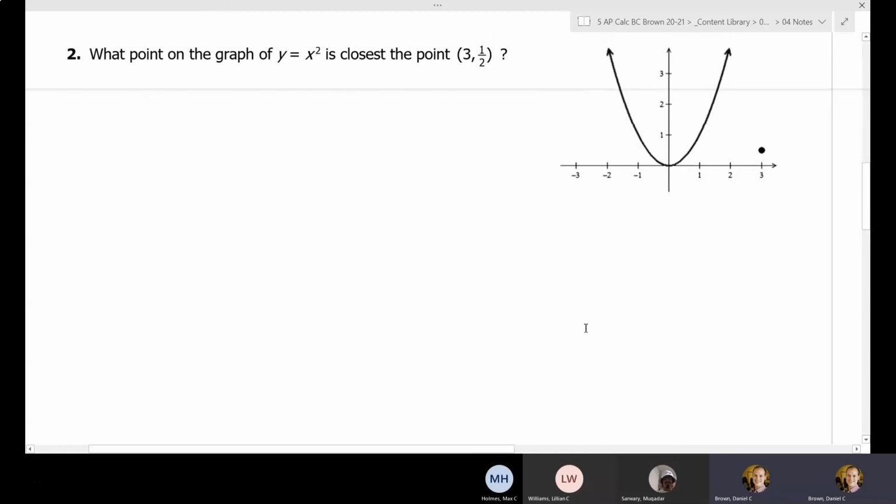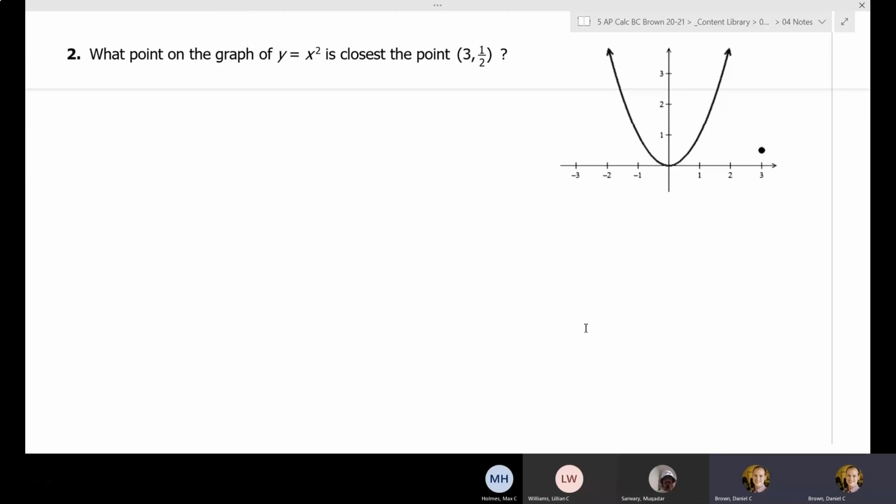That's more of a calculus problem. I actually got this one. This one is based off of an actual free response question from an AP exam. It was part B of a 4-part one, but it was part of a free response question. And I have: what point on the graph of y is equal to x squared is closest to the point 3 comma 1/2? So just to get an idea of what we're looking at, we have this graph. There's y is equal to x squared. I have the point 3 comma 1/2 that we got.